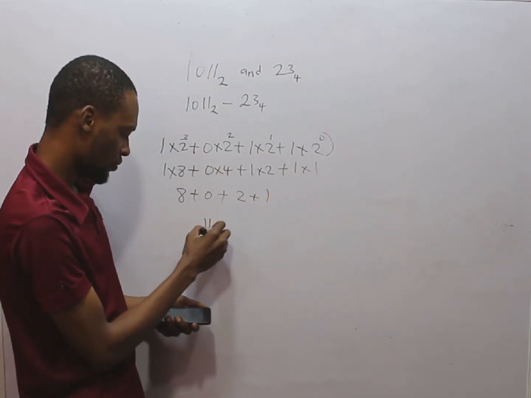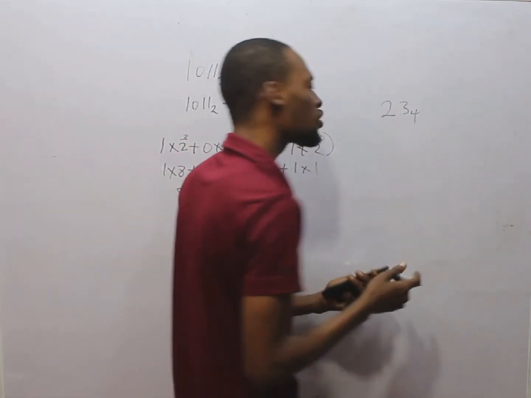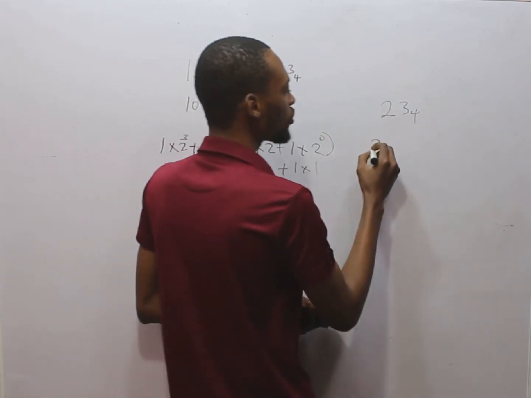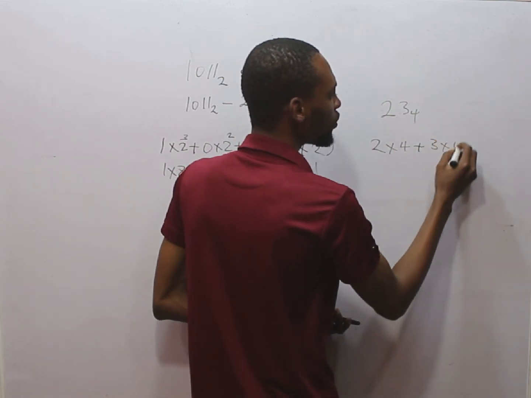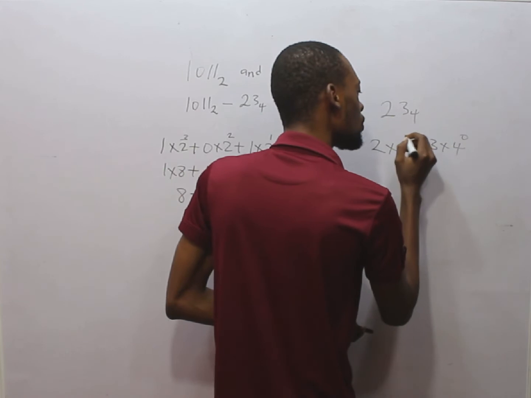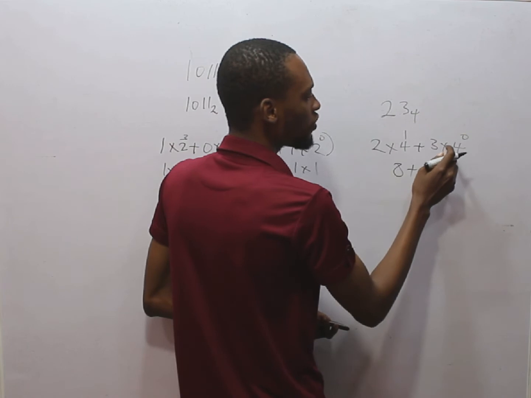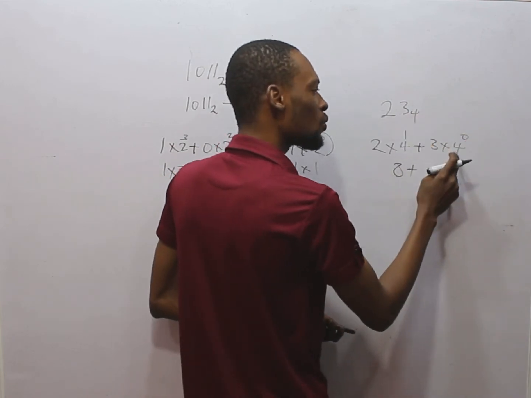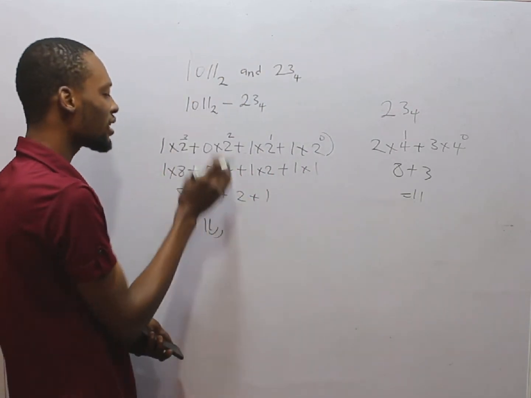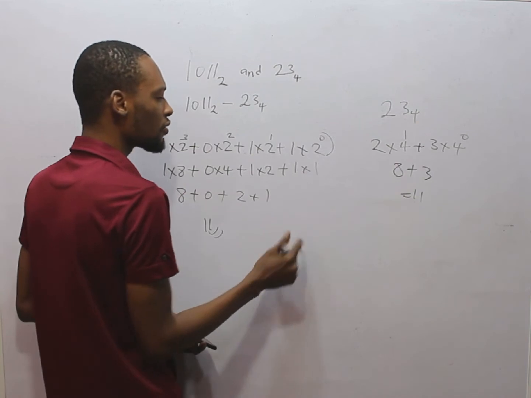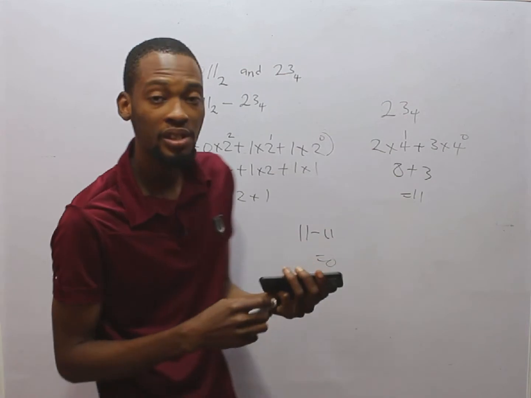This is 11. How about this? Converting 23 from base 4 to base 10 is the same. 2 times 4 to the power of 1 plus 3 times 4 to the power of 0. Then start increasing the power, 0, 1. So 2 times 4 is 8, plus 4 raised to the power of 0 is 1, 3 times 1 is 3. So this is 11. Which means this one in base 10 is 11, and this one in base 10 is 11. 11 minus 11 is 0. So the difference between them is simply 0.